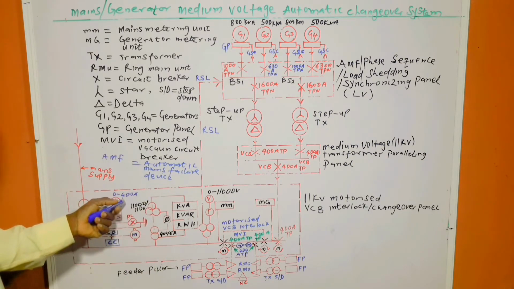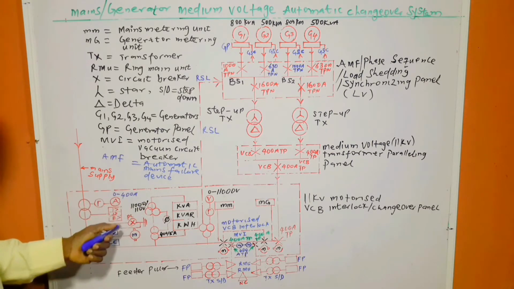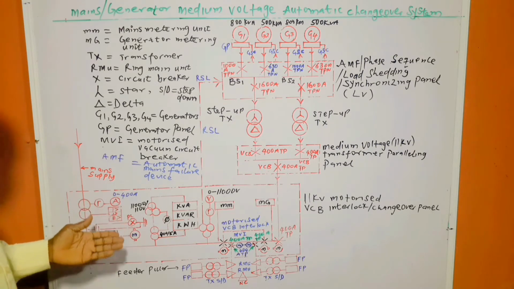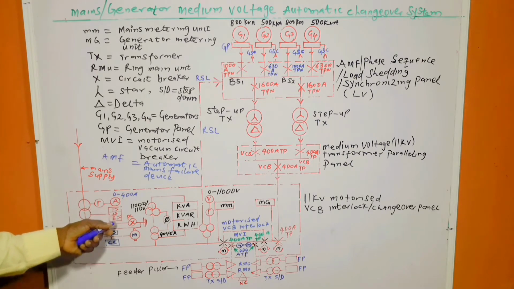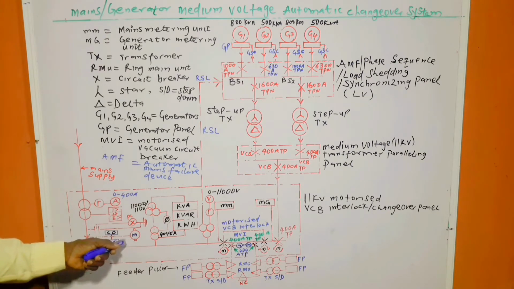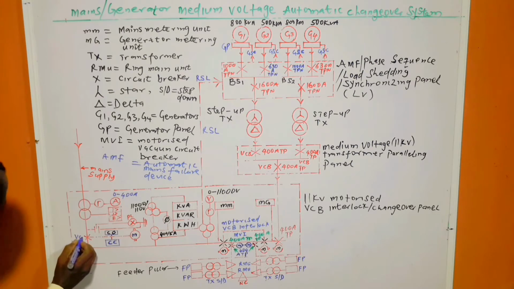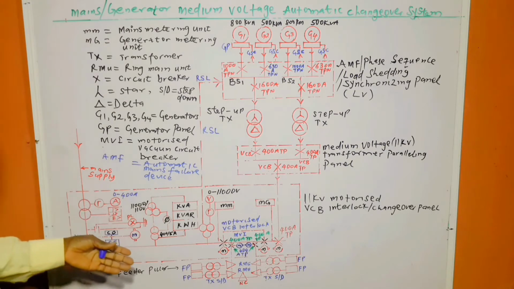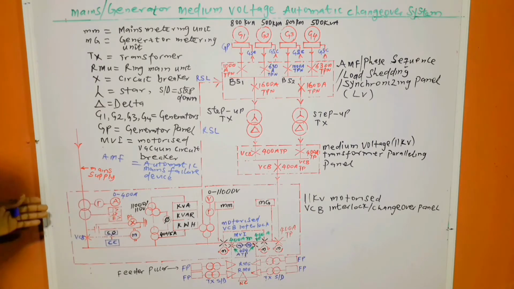This is an ammeter capable of reading from 0 to 400 ampere, and then we have the control or the protective devices, which are relays. Then we have pilot lamps, and then we have the motorized circuit breaker, which is a vacuum circuit breaker, VCB, which is motorized and is at 11 kV.